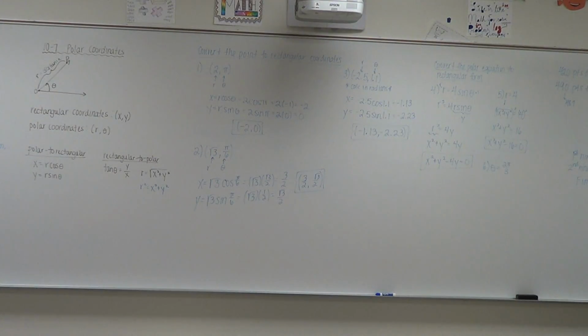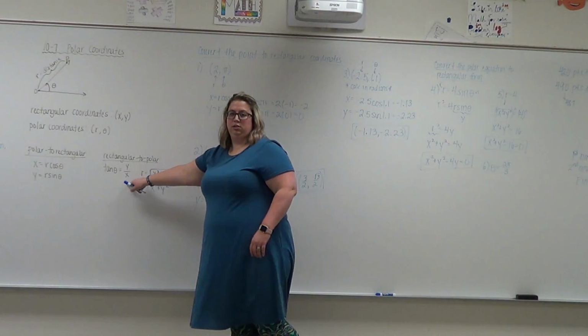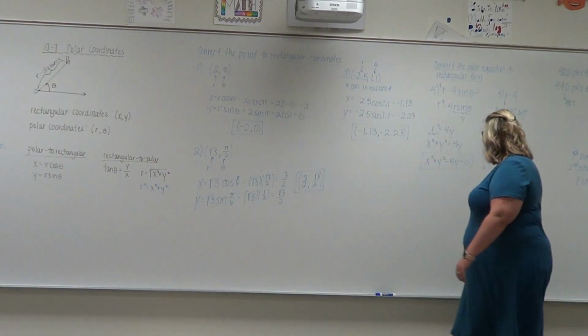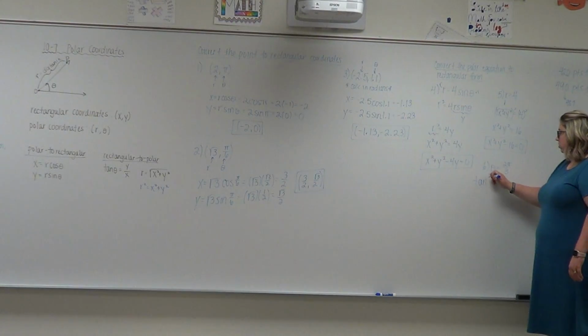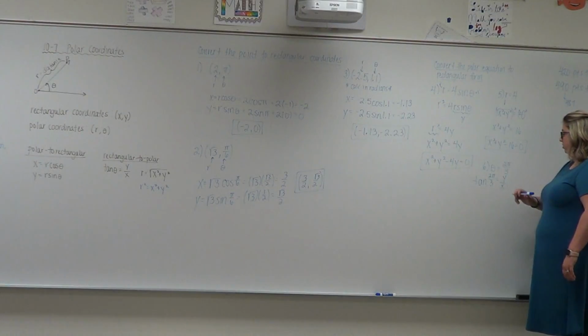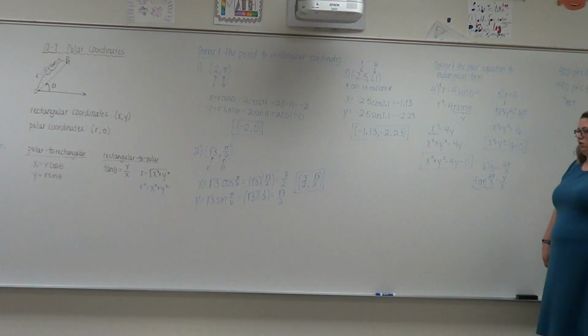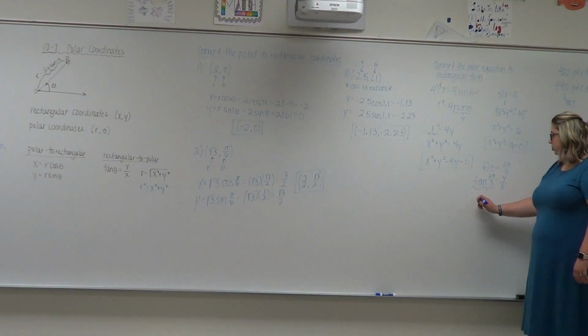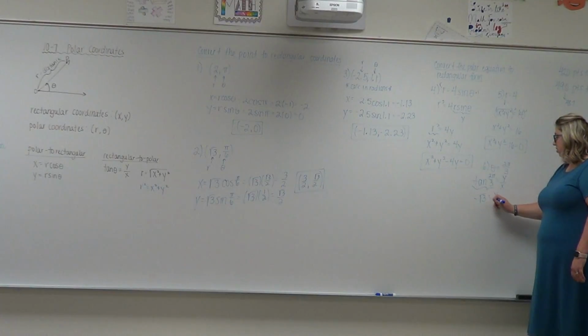If you're given the angle, we're going to use our tangent. So the tangent of the angle is equal to y over x. So I have my y's and my x's, but I still need to get rid of this part. So then I find, what is the tangent of 2 pi over 3? Well, I know pi over 3 is square root of 3, and this is in the second quadrant. So negative square root of 3.